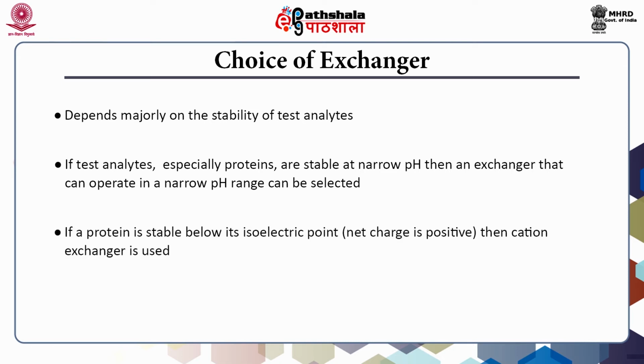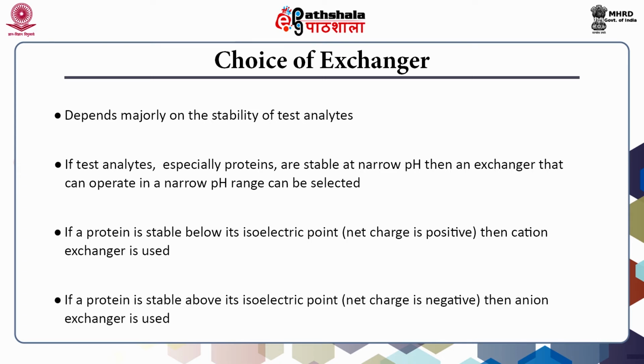If a protein is stable below its isoelectric point, then we need to use a cation exchanger. Why? The main reason is that proteins below their isoelectric point will have a net positive charge. When they have a net positive charge, we have to use a cationic exchanger. But if the protein is stable above its isoelectric point, that means at that stage these proteins will have negative charge on their surface. In this case, we need to use anionic exchangers, especially CM cellulose kind of exchangers.